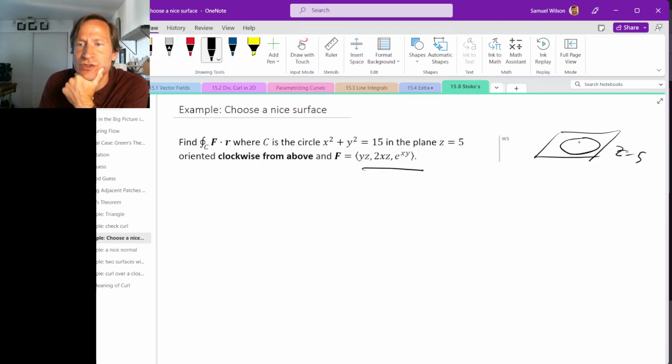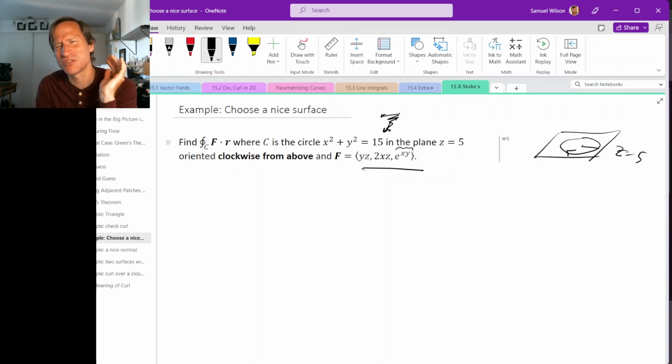And there's this circle whose radius is apparently the square root of 15, which is a kind of awkward number. So we could parameterize this directly, but having this e to the xy makes me nervous, because when we parameterize this circle, going clockwise from above, we're going to get sines and cosines popping out, times exponentials. I mean, it seems bad, right? It seems really, really bad. So let's see if Stokes' theorem gives us a better option.